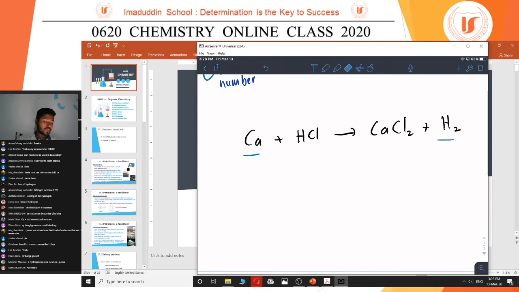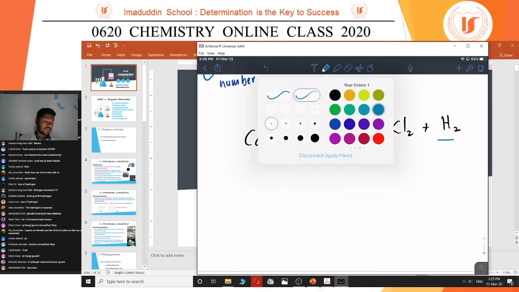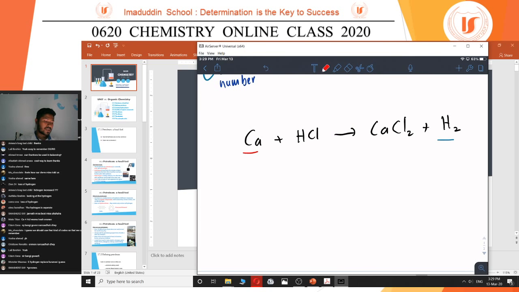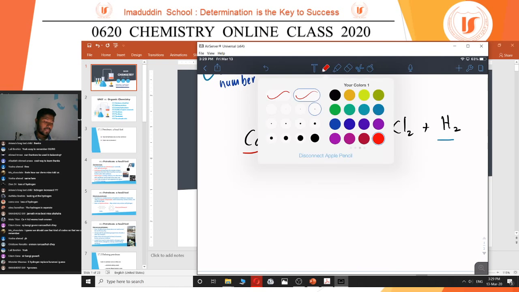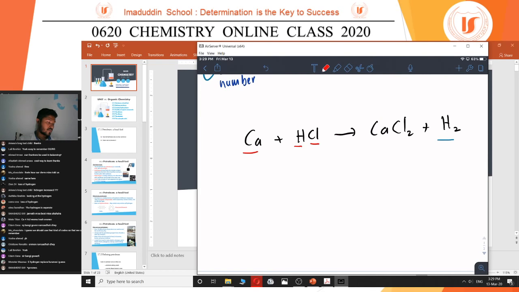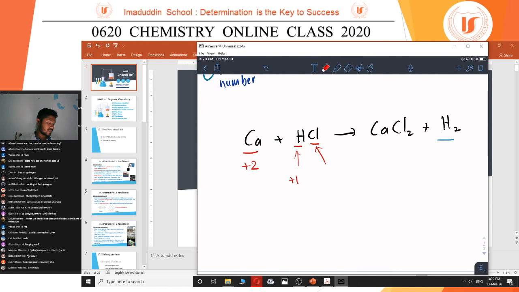Then how do you know which substance is oxidized and which substance is reduced? You have to deduce each element's charge. You have to know how to identify the charge, the oxidation number, for each element separately. So calcium is in group 2 of the periodic table, so it is +2 charge. Hydrogen is +1. Chlorine is group 7, it is -1.